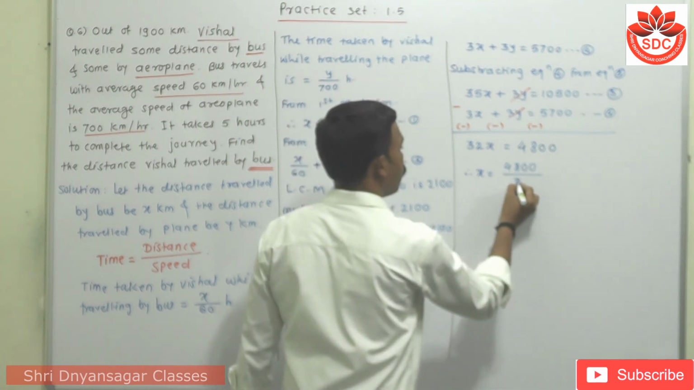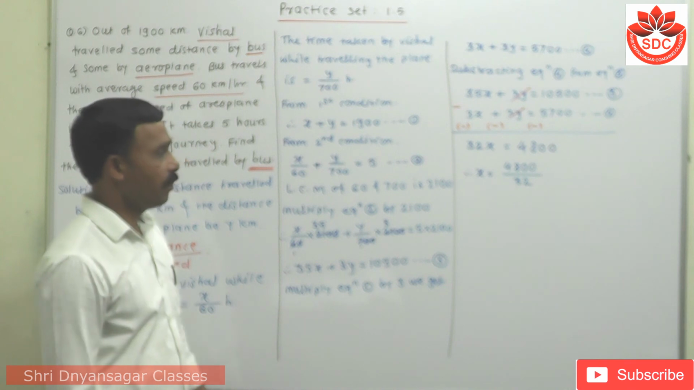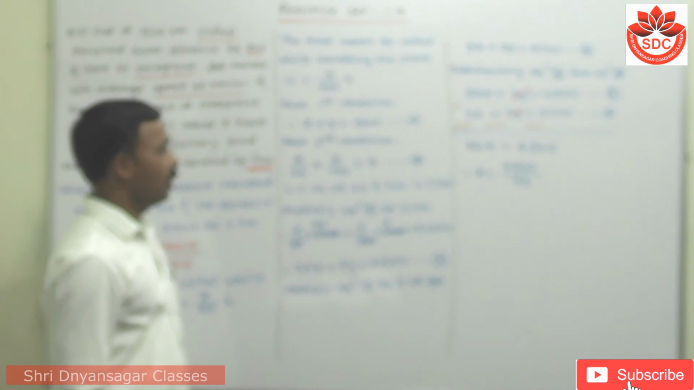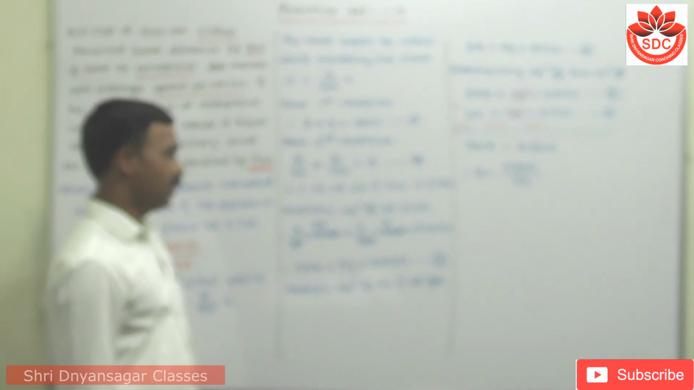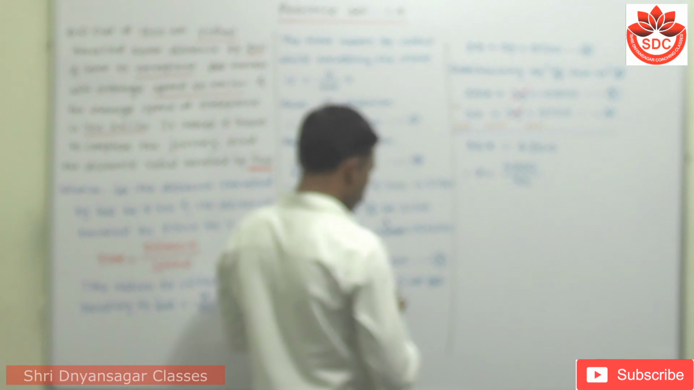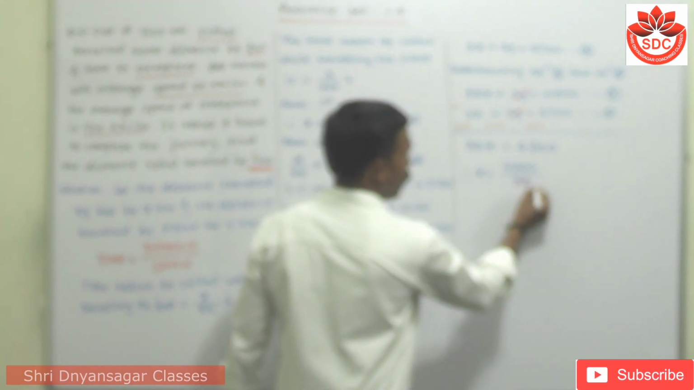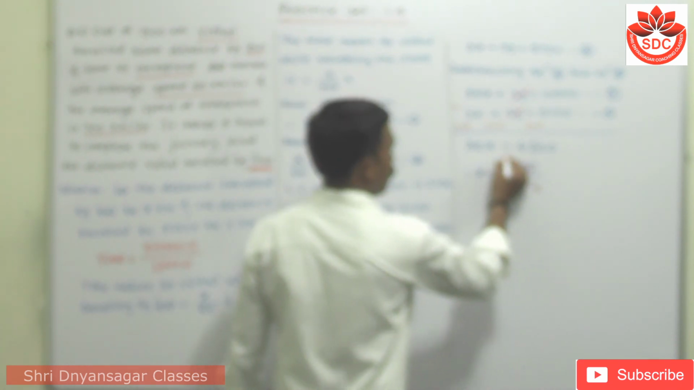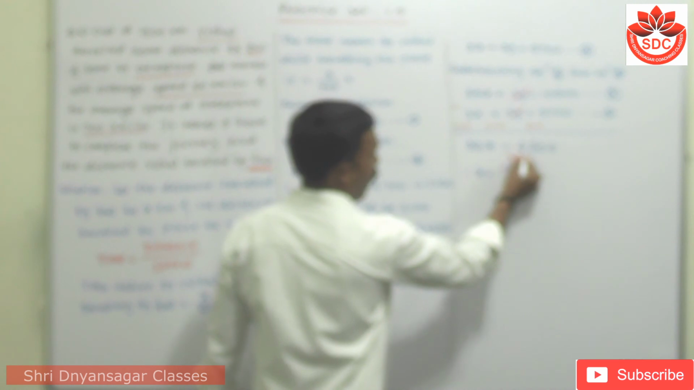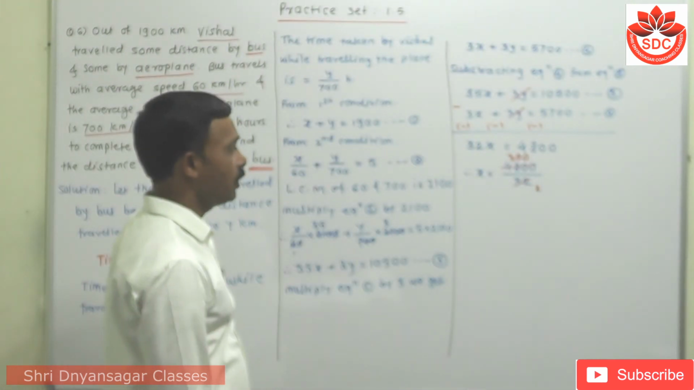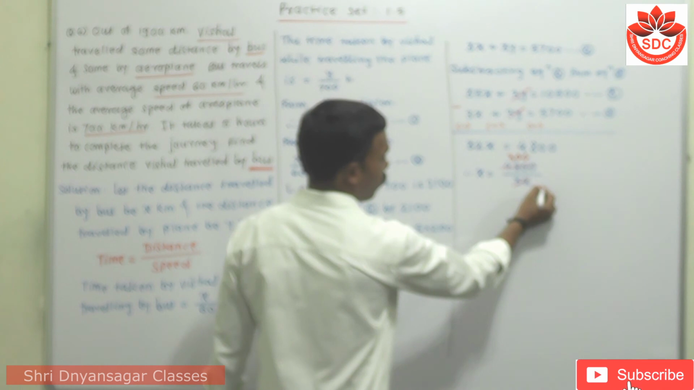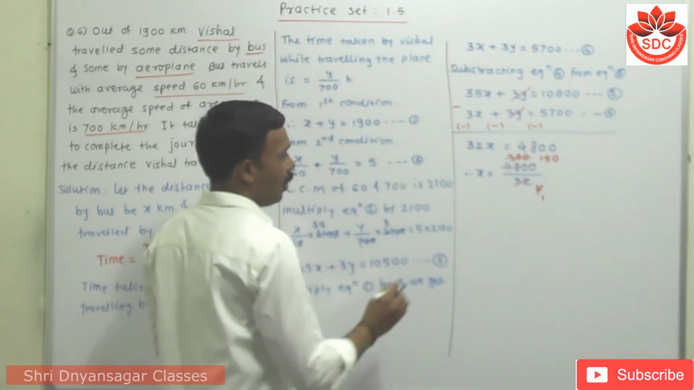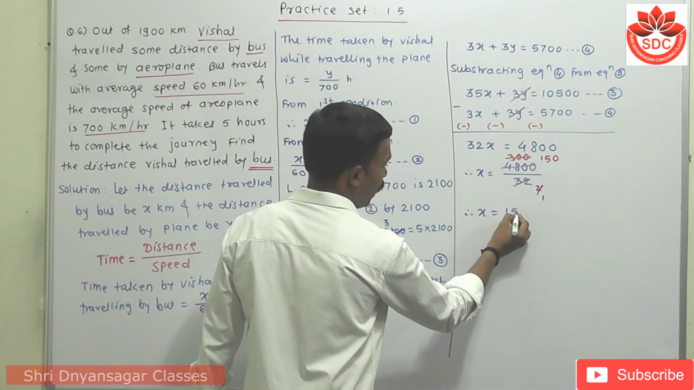4,800 upon 32. We can simplify directly by 32, or we can simplify by 16. 16 1s are 16, 16 2s are 32, 16 3s are 48. These 0s as it is. Again we can simplify by these two, then 2 1s are 2, and here 150. So the value of x is equal to 150.